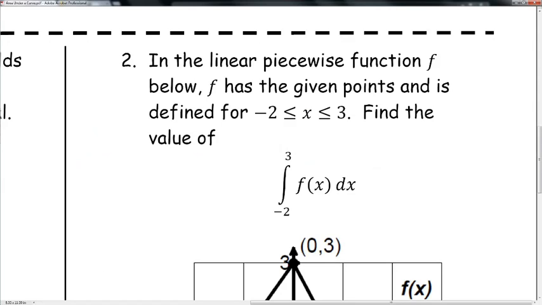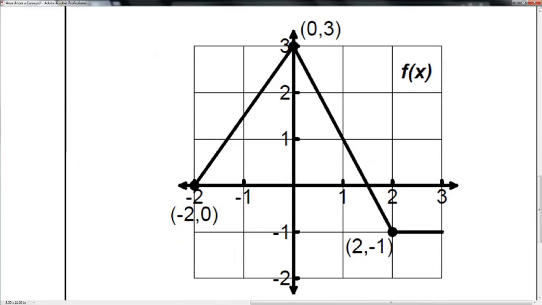Number 2, in the linear piecewise function f below, f is defined from -2 to 3. So again, -2 will be my lower bound, 3 is going to be my upper bound. That's why it has -2 on the bottom, 3 is on top. We don't really know the function's value because I gave you a picture, but we can find the area underneath the curve. And so I have given you a piecewise function with a bunch of different types of shapes. And if you notice, I have a shape here called a triangle.